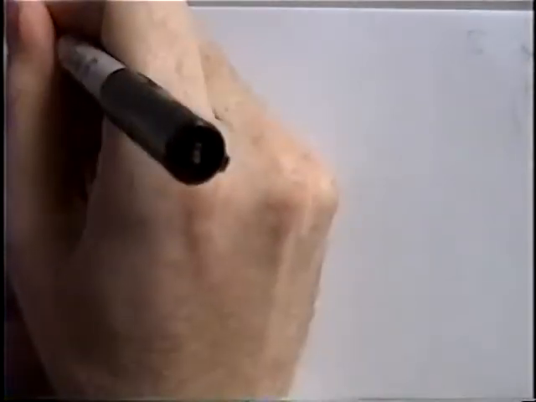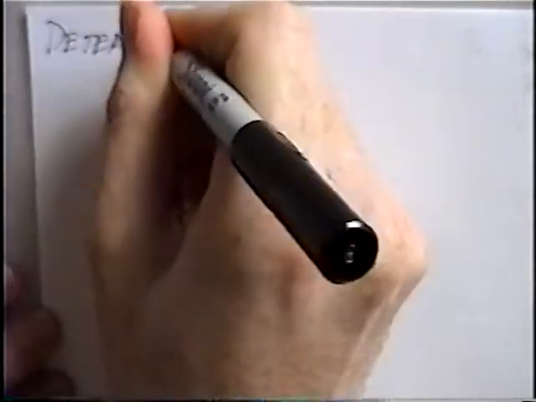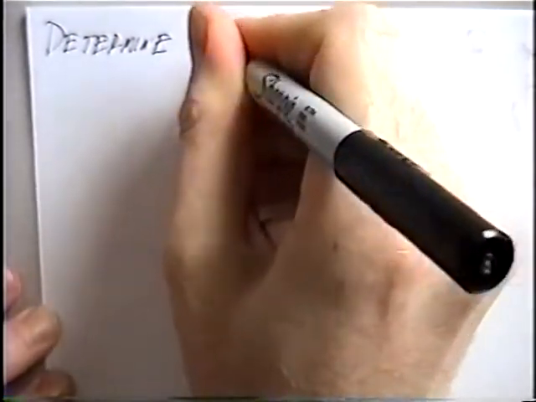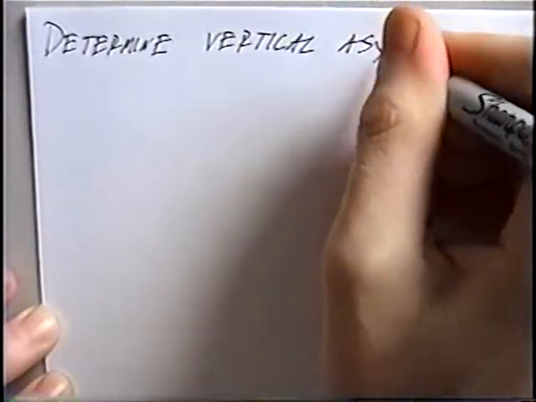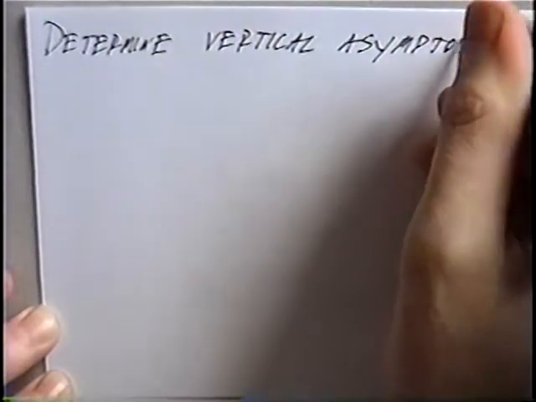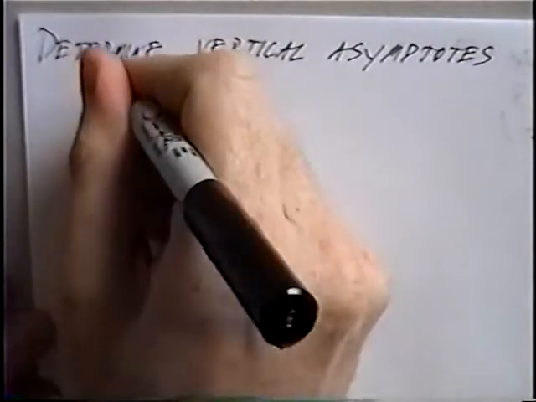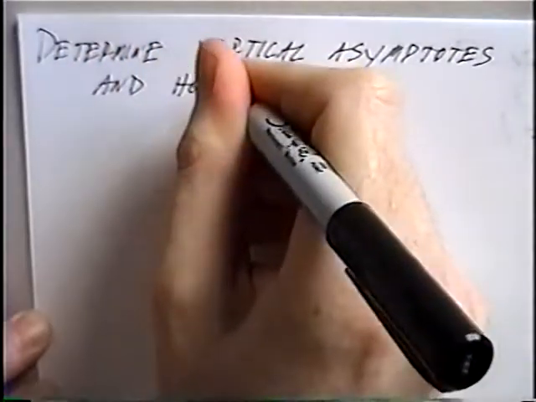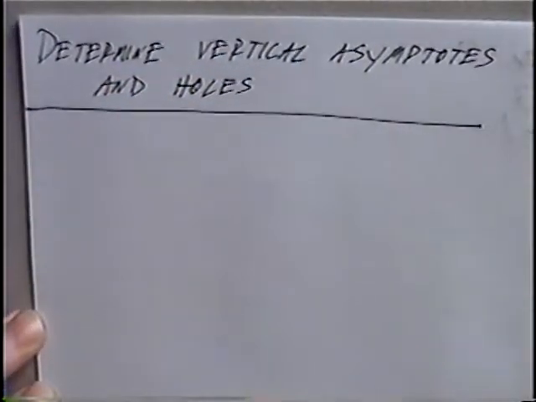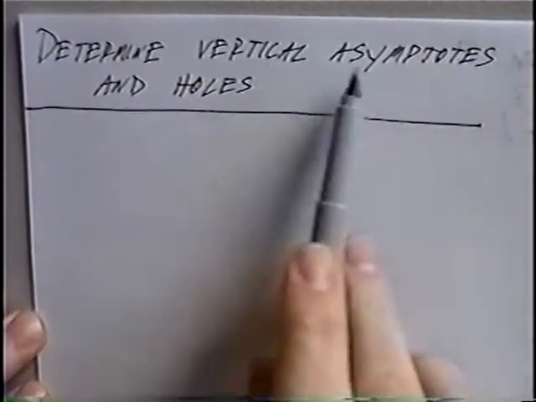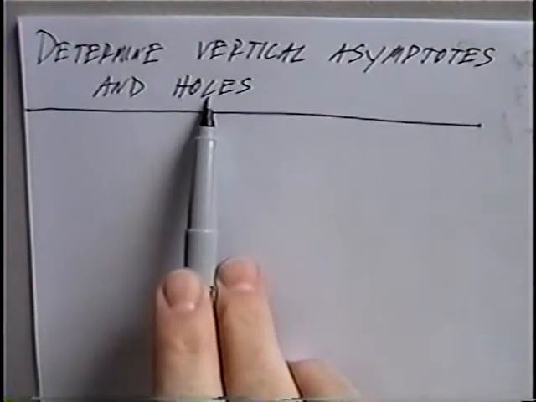The title of the first section of notes is Determine Vertical Asymptotes and holes. When we get to graphing on the next section, vertical asymptotes will be dashed lines that the graph cannot cross, and holes will be empty spots in the graph.